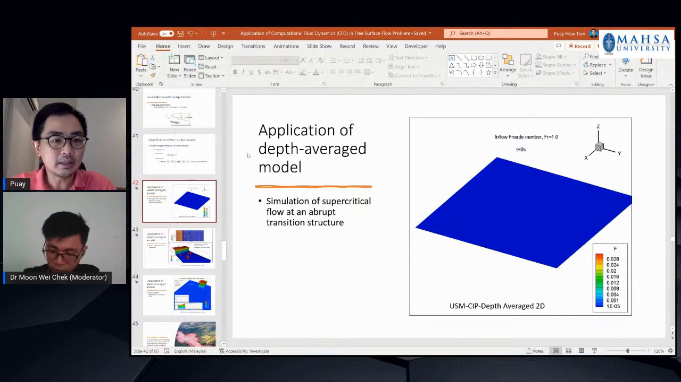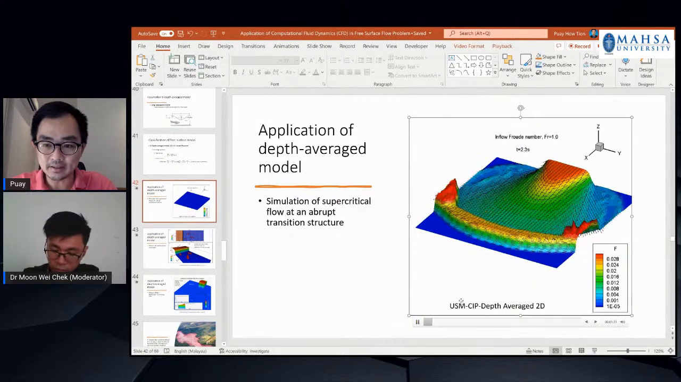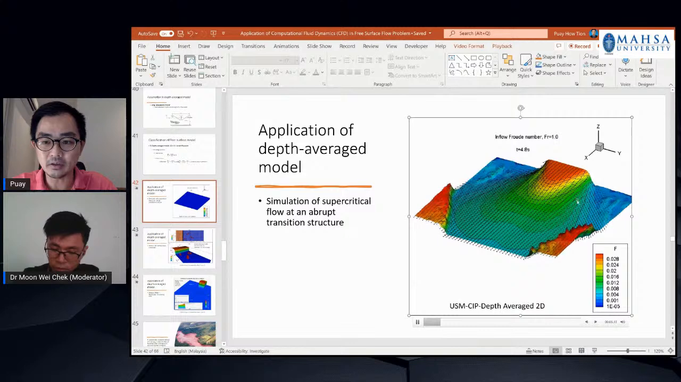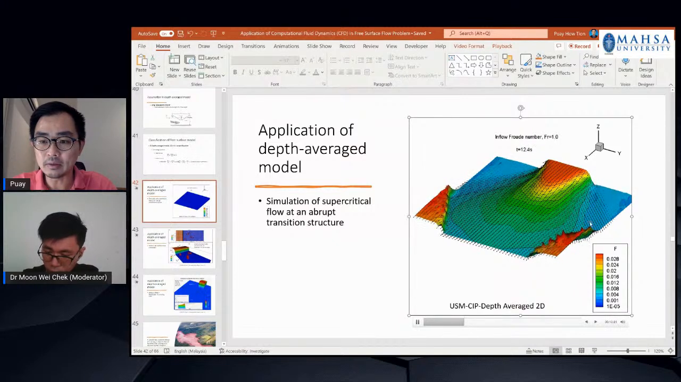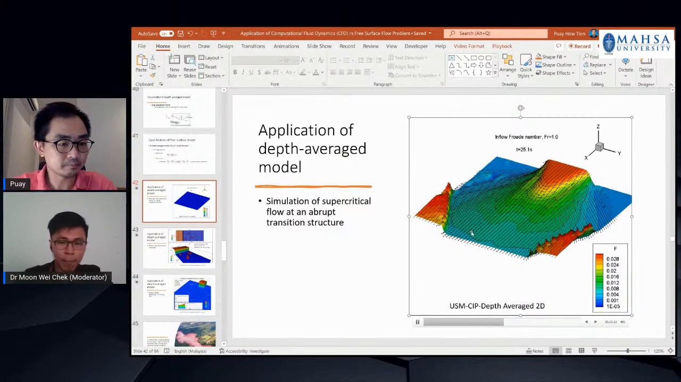In the first few slides, I showed you the sudden expansion, the release of water into a spillway. The same phenomena can be replicated by using a depth average model like this. So this is much faster than using the 3D model, but some of the phenomena cannot be replicated. But the important features that we want to see, such as the impingement point and the angle of expansion, can be reproduced well in this 2D model. So it is sometimes adequate to use a 2D model.